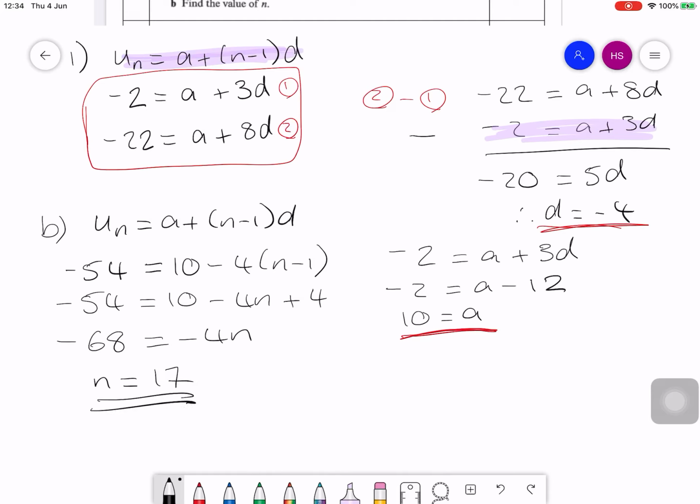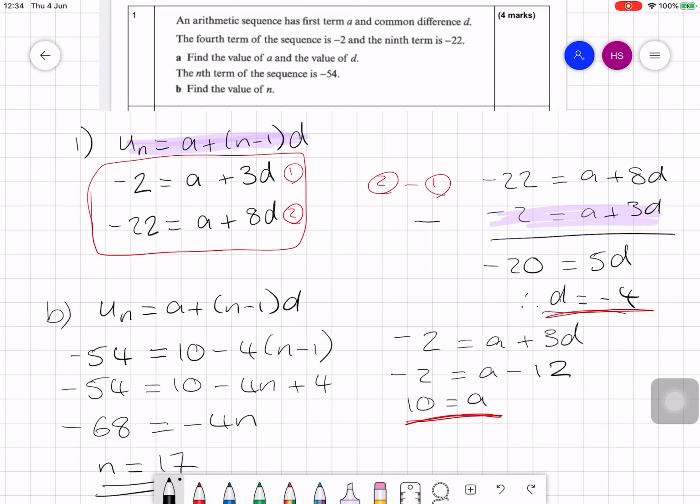And that had to be the case. n had to be a positive integer. a and d don't. But if we're talking about the position in a sequence, it has to be a positive integer. Is that the whole question? Yep, job done.